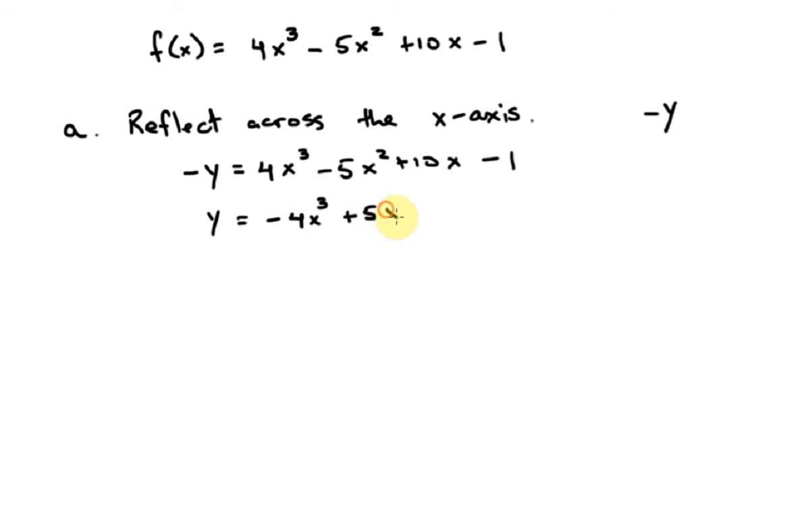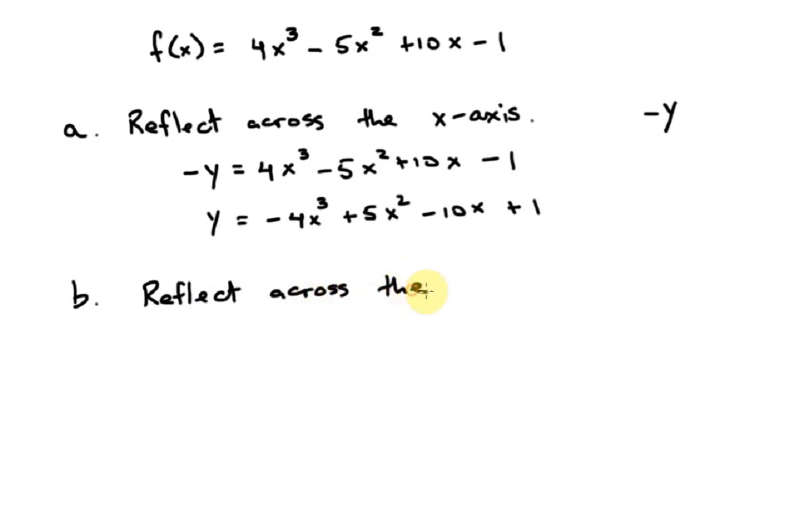So all I'm doing is multiplying the negative 1 to turn that positive, and then all these guys are going to get multiplied by negative 1, and you can see all the signs have to change. So there it is, reflecting across the x-axis. Now what about part B? What if I want to reflect across the y-axis?